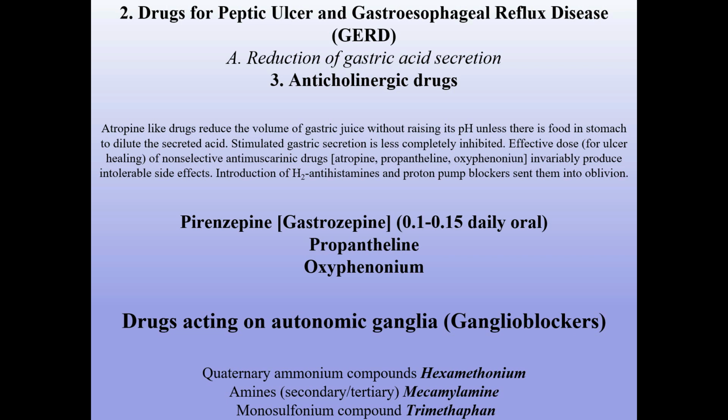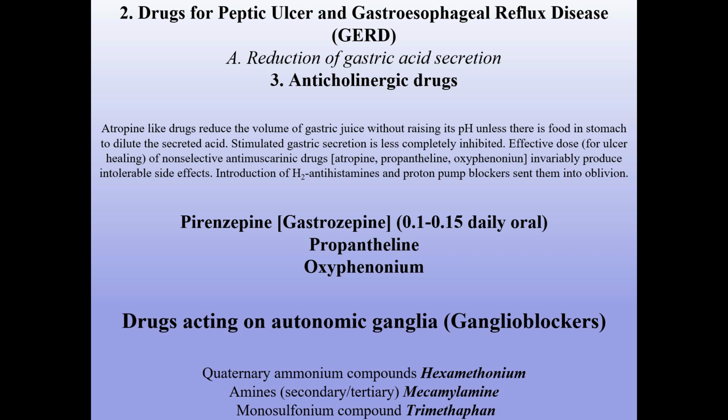The effective dose for ulcer healing of non-selective antimuscarinic drugs, atropine, propantheline, oxyphenonium, invariably produces intolerable side effects. The introduction of H2 antihistamines and proton pump inhibitors sent them into oblivion.